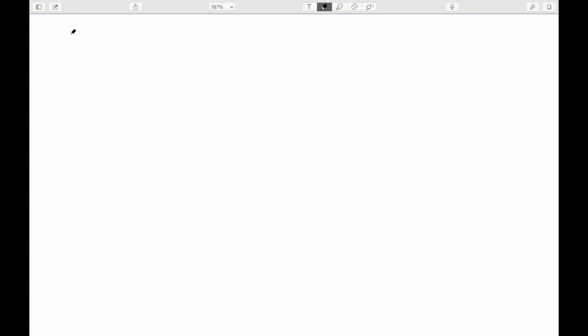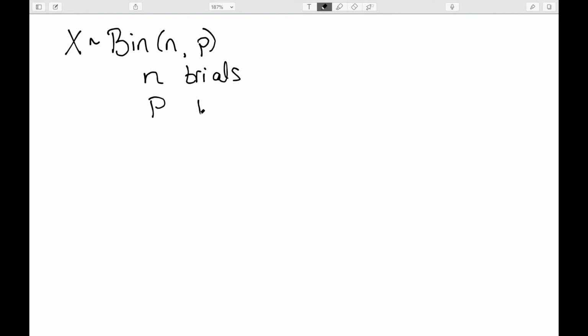Some notation with binomial distributions. We'll say a random variable X is of the form bin(n, p), so bin for binomial. This tells me that my variable X is binomial with n trials, and p is the probability of success.